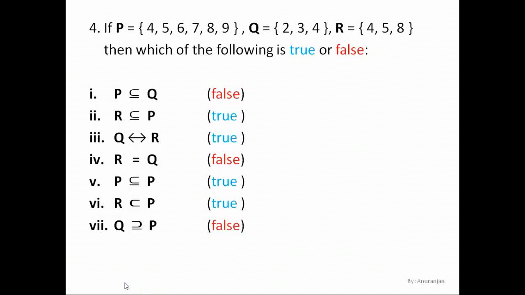Next, P is a superset of R. So R should be a subset of P. Okay, R is a subset of P, we know that. So we can say that P is also a superset of R. So it is true. Clear?